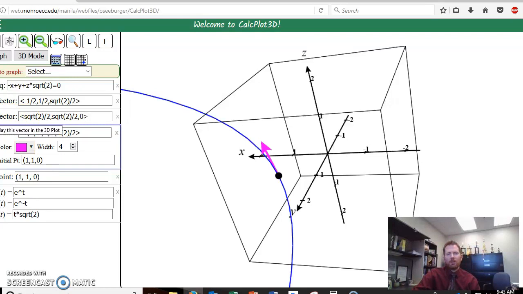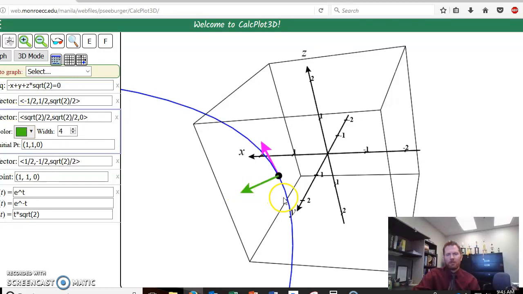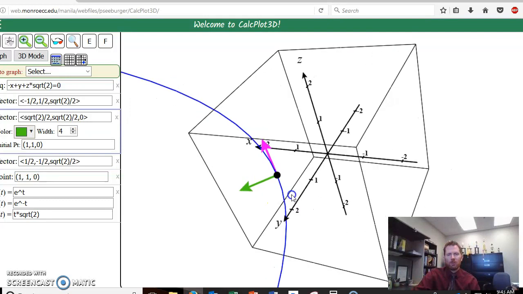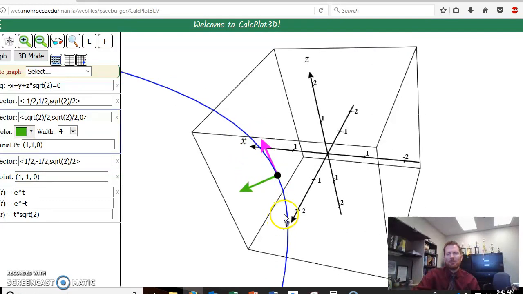We can then also turn on the normal vector. This is the equation we found to be the normal vector. You'll see that it points into the curve, as it should, as we learned in the first video. And these two are at right angles to each other. Once again, I told it to start at the point (1, 1, 0).